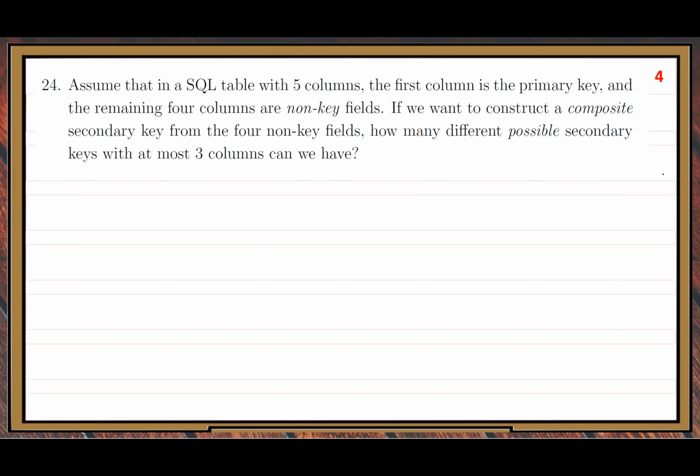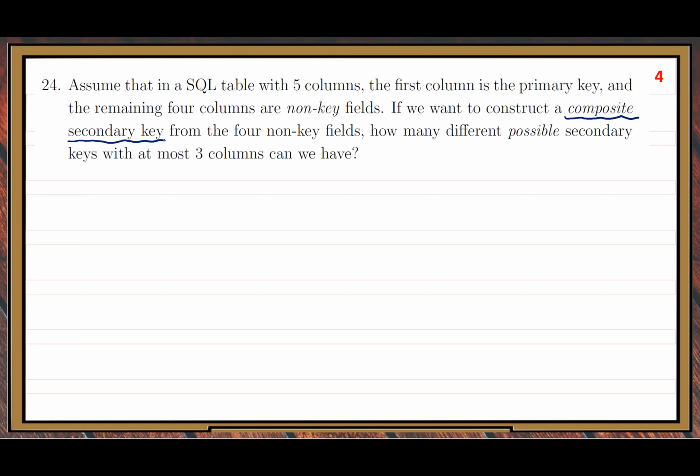Assume that a SQL table has 5 columns, the first column is the primary key, and the remaining 4 columns are non-key fields. So the single column itself is not a key. If we want to construct a composite secondary key, that means we need to use at least 2 columns from the 4 non-key fields. How many different possible secondary keys with at most 3 columns can we have?